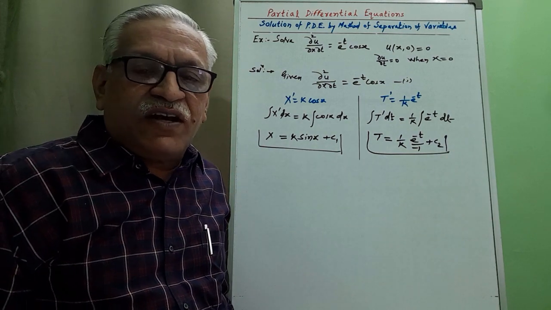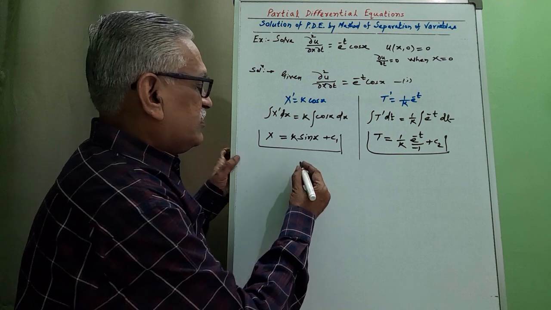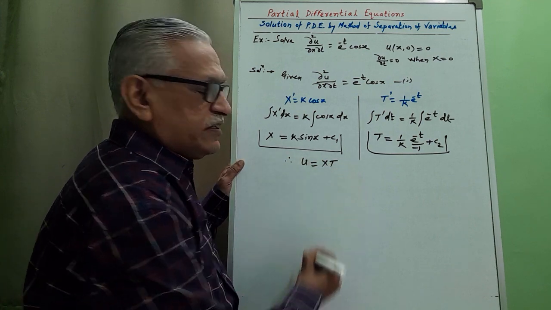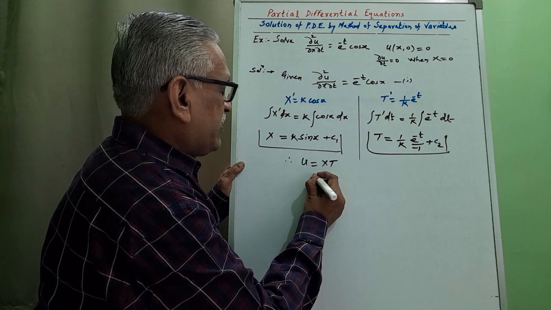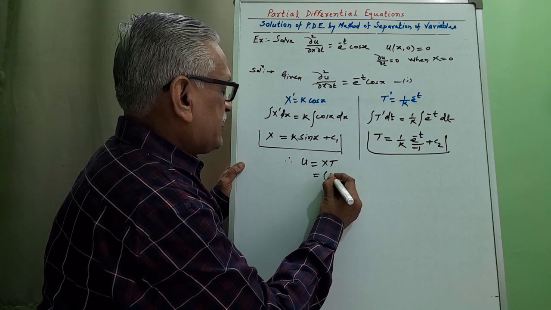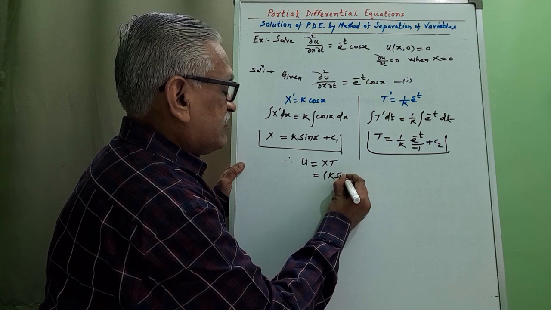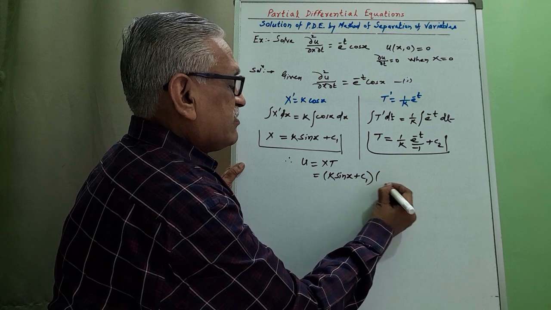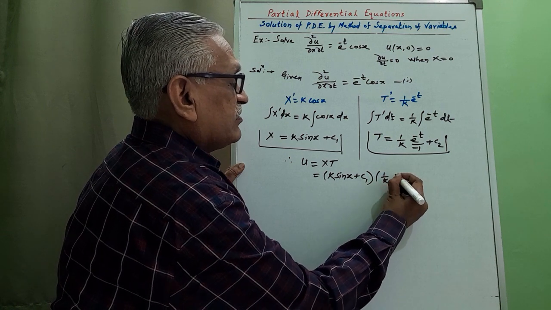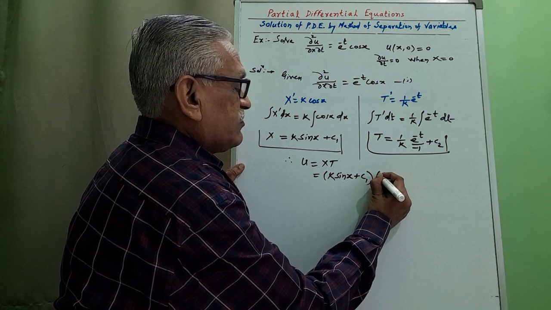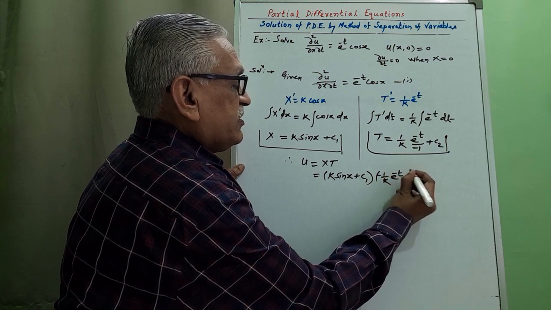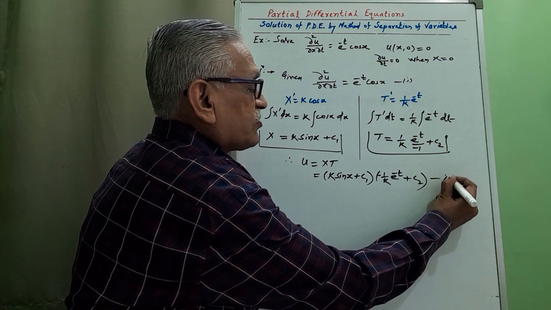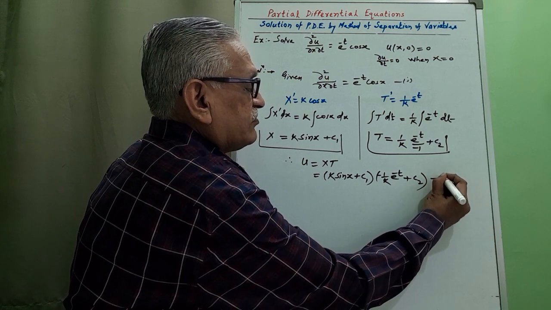Then substituting these two values in the required solution, therefore u = X T. Substituting the values, we get the value of X as k sin x plus c1, multiplied by (1/k) with minus sign e^(-t) plus c2, and we call this equation 3.